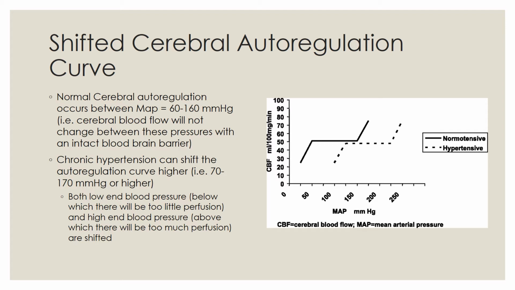And the key point is that chronic hypertension shifts this curve over to the right. So rather than 60 to 160, somebody who is a chronic hypertensive may have a cerebral autoregulation curve that's higher, such as 70 to 170, or even higher, 75 to 175. This is important in taking care of patients because somebody with chronic hypertension and a blood pressure of 65 may not be perfusing their brain as a healthier person would who's not hypertensive.